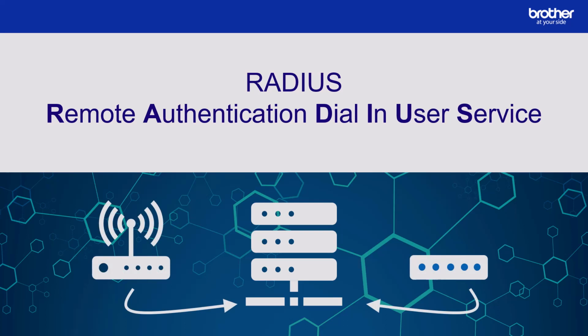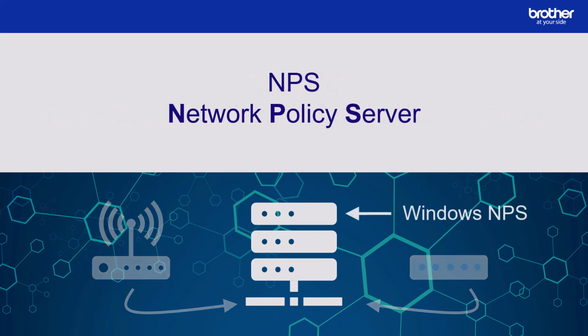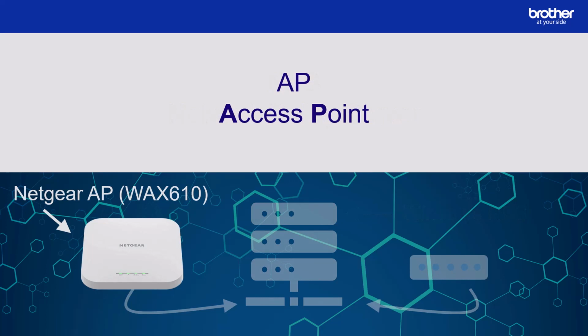Radius is used to accept requests from wireless and wired access points, routers and switches when integrated into enterprise 802.1x environments. On their own, these access points cannot authenticate connection requests and must forward them on to a Radius server. In this video, I will be using the Windows Network Policy server as my Radius server, and my access point will be a Netgear wireless router that supports Radius.